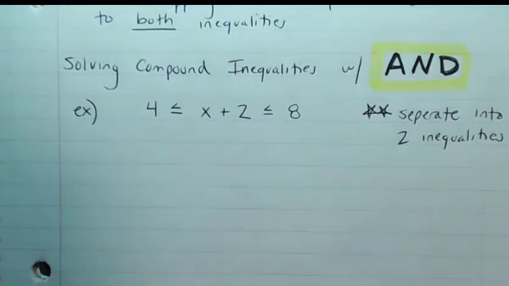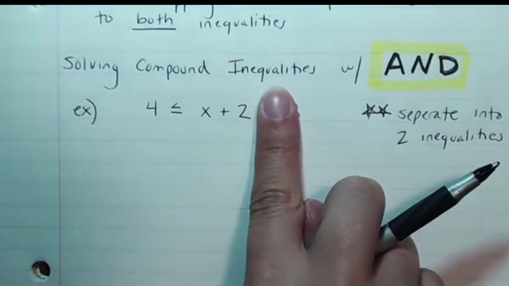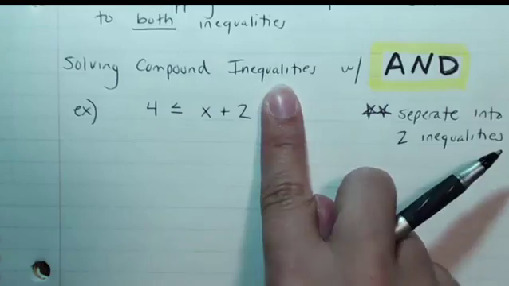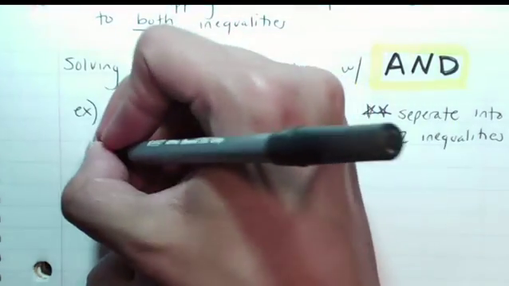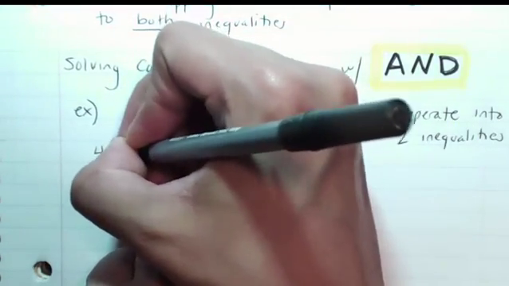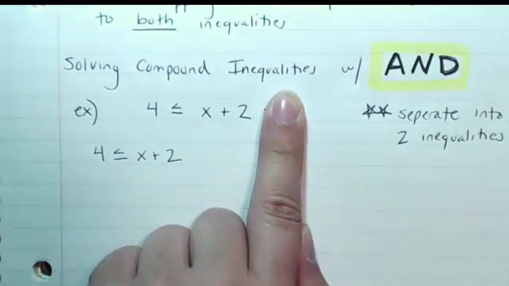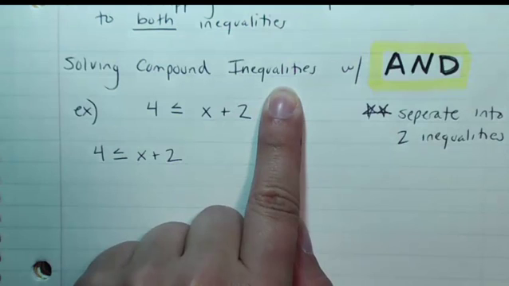So, I'm looking at these inequalities. How can I separate them into 2? What I want you to do is take your finger, cover up the second inequality and everything after that. Okay, this is the first inequality. I'm going to keep it covered. I'm going to write 4 is less than or equal to x plus 2. That's the first inequality.